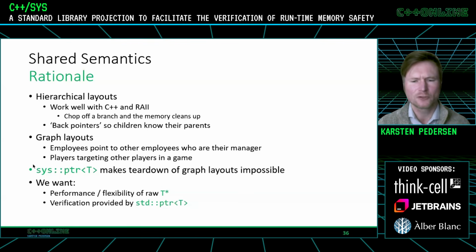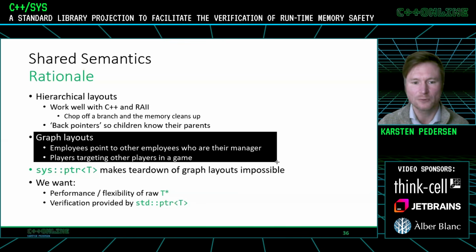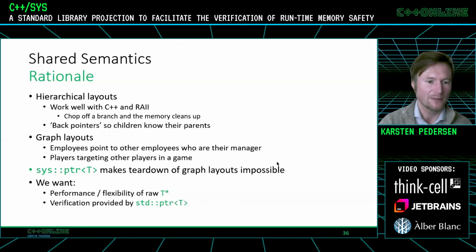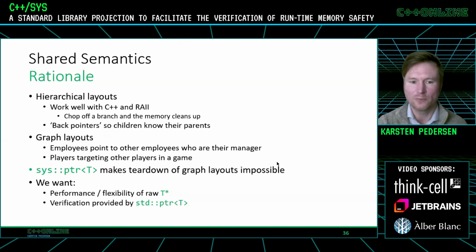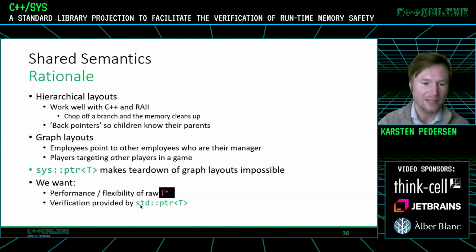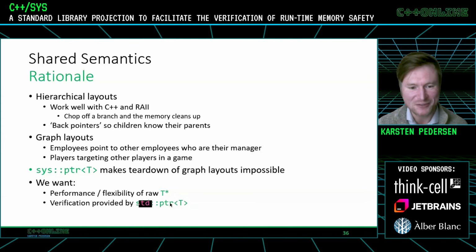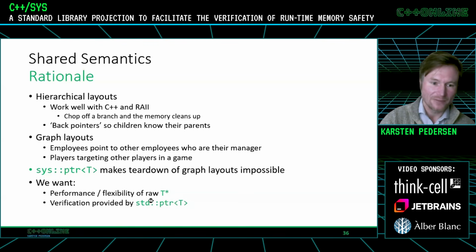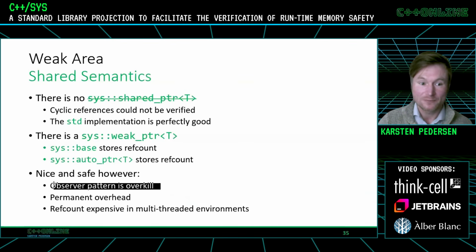So essentially, in short, sys pointer makes teardown of these graph layouts completely impossible, just because if the object destroys while it's being referred to by another employee or player, it will just give a panic. So we really want the performance of a raw pointer and the flexibility of a raw pointer, but we still want the verification provided by a standard pointer. That should be a sys pointer. There's no such thing as a standard pointer, sys pointer. But we don't want this overkill.